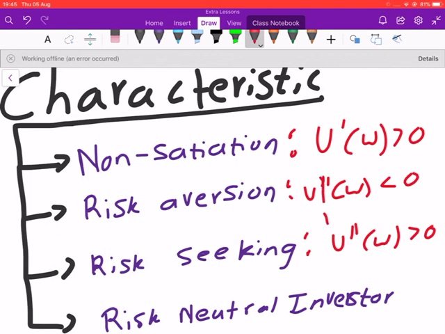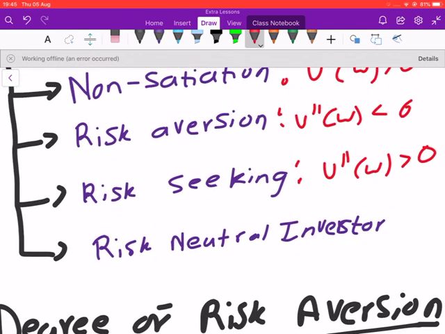And some investors are risk neutral, meaning that the second derivative of the utility of wealth is going to be equal to 0.